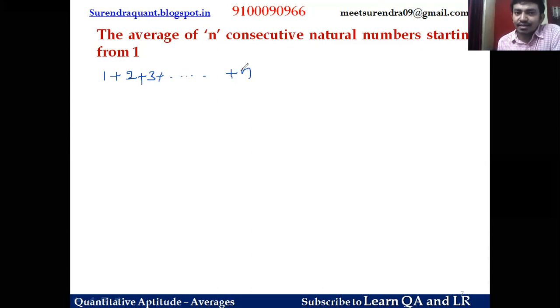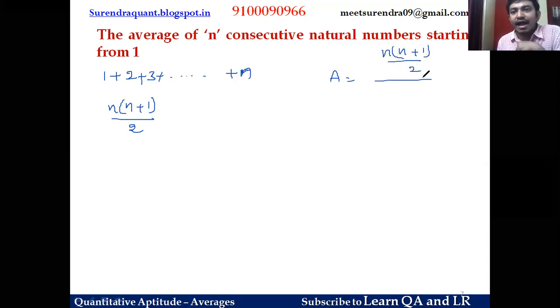Friends, what is the sum of n consecutive natural numbers? That is n into n plus 1 by 2. What is the sum of n consecutive numbers? n into n plus 1 by 2. Now average means sum of terms by number of terms. So the sum of terms means the sum of all these elements, that is n into n plus 1 by 2. And the number of terms is n. So n gets cancelled. So this is n plus 1 by 2.